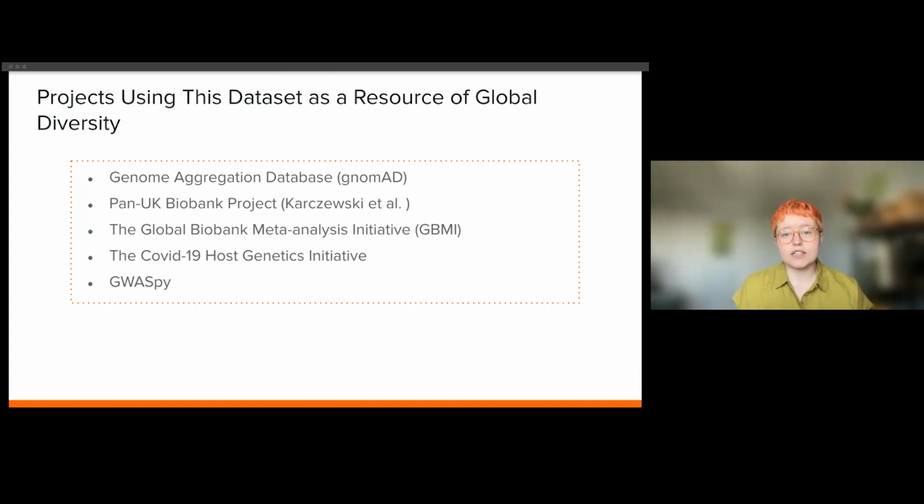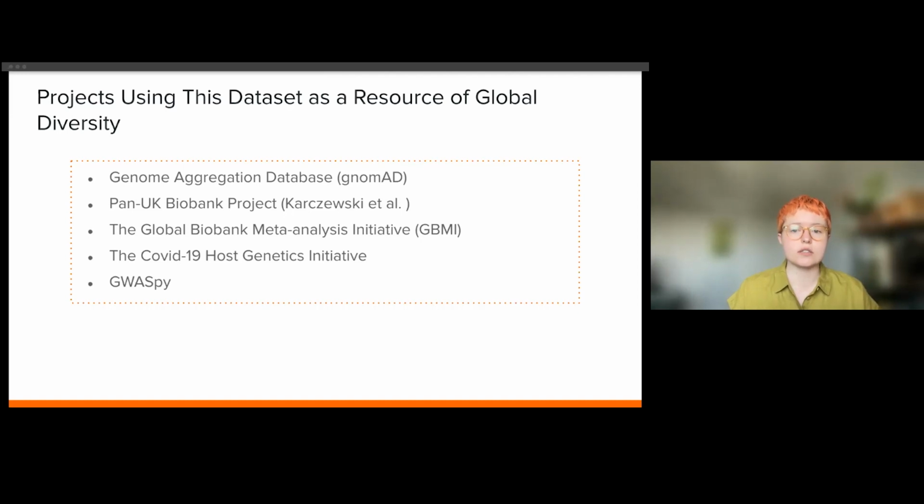As I mentioned, our data is currently available for download, and this call set has also already been used as a resource of global diversity by projects gnomAD, the Pan-UKB Biobank, the Global Biobank Meta-Analysis Initiative, or GBMI, as well as the COVID-19 Host Genetics Initiative. A primary use of this data is as a global reference for principal components analysis, as you just saw.